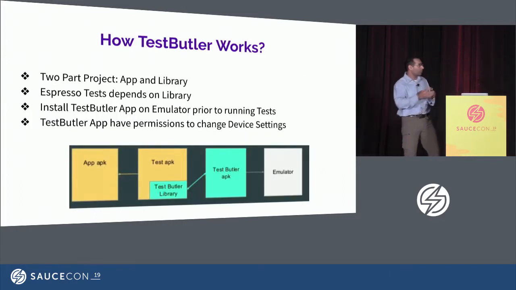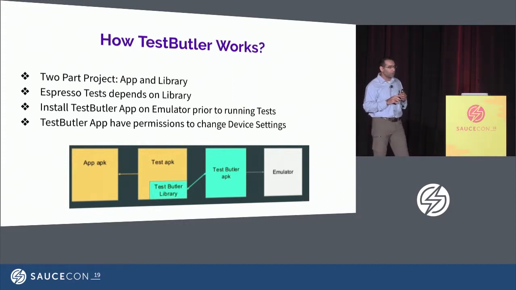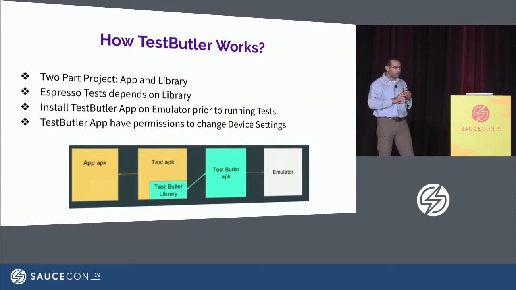I'm going to briefly talk about how Test Butler works. It's an APK file you have to install in an emulator beforehand, and it talks to a Test Butler library, which is inside the Espresso code. With this library, the Test Butler app has total control on your simulator. It has access to all the permissions, and basically this APK controls your phone.